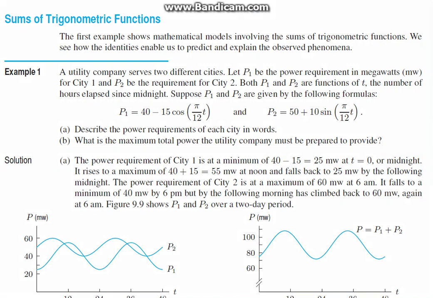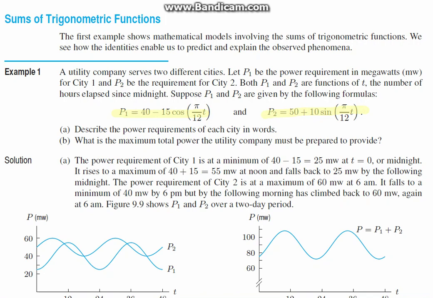So first we are given an example. The first example shows mathematical models involving the sums of trigonometric functions. We see how the identities enable us to predict and explain the observed phenomena. So if we have two trigonometric functions, let's say p1 equals 40 minus 15 cosine of pi over 12t, and this, I'm not going to read that because it's too long. So how do we add these?